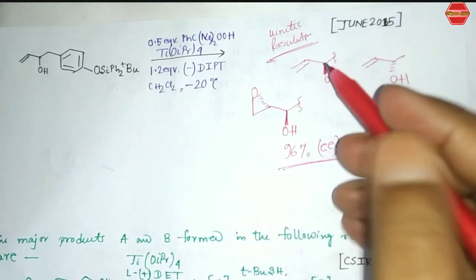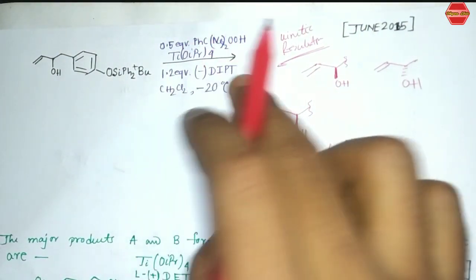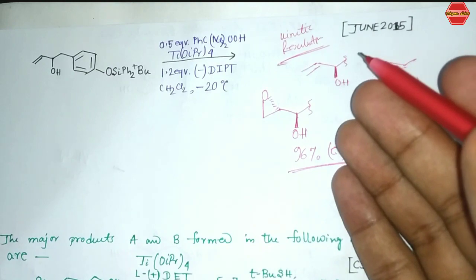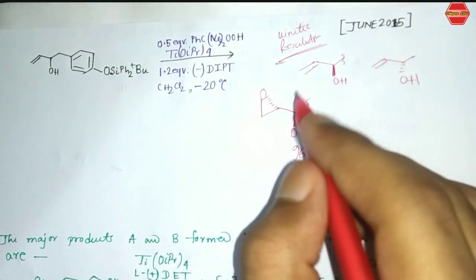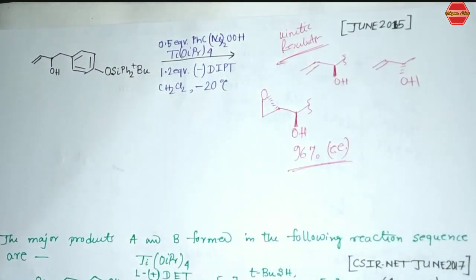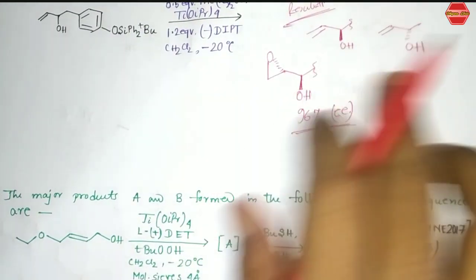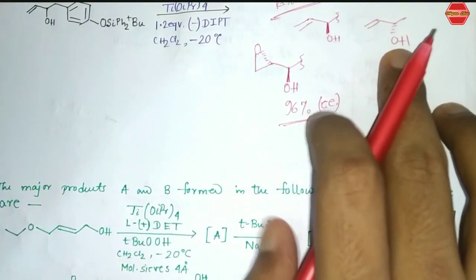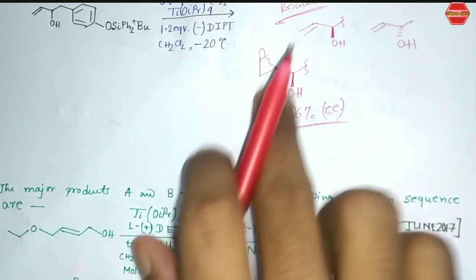Okay, now this OH is on the upside, so that is why this minus DIPT will not deliver this oxygen to the upside. So it will try to donate the oxygen to form the epoxidation on the lower side. Okay, so that is why we are getting two different types of product. So this enantiomer is not so reactive as compared to this one.